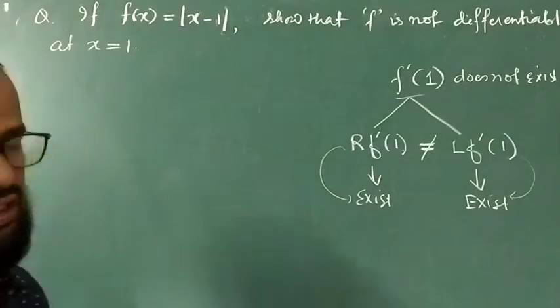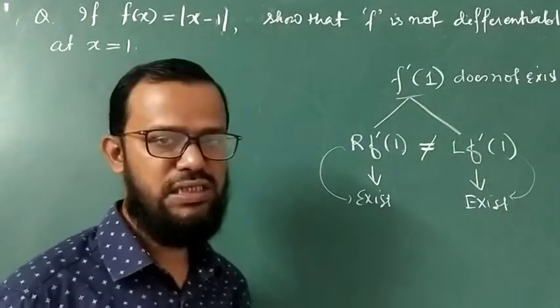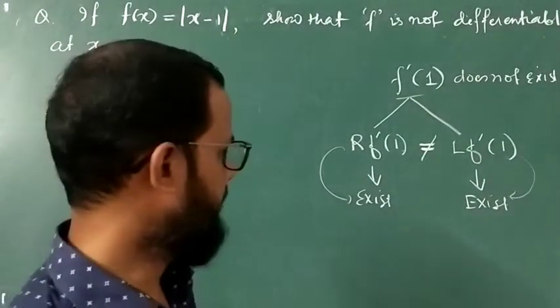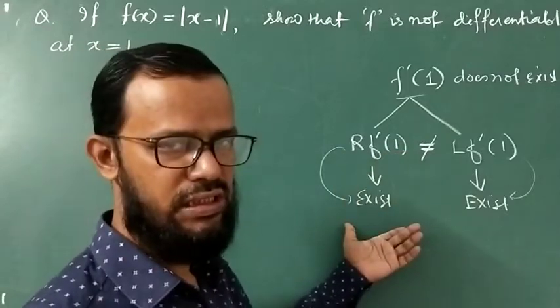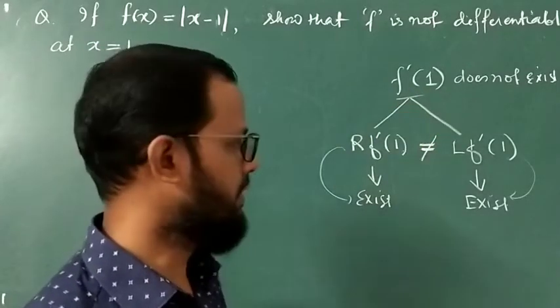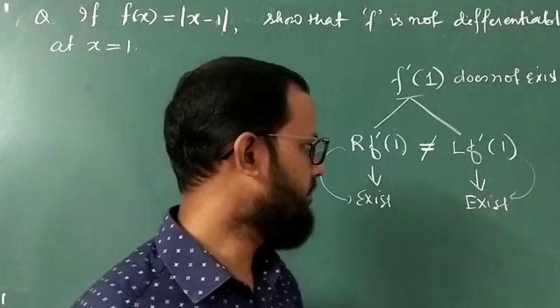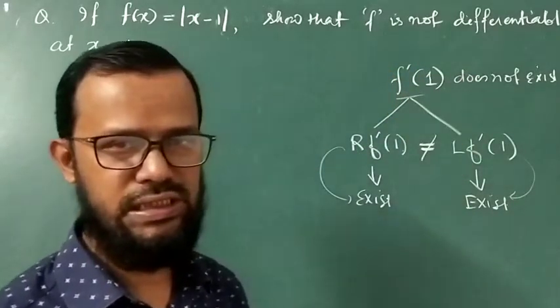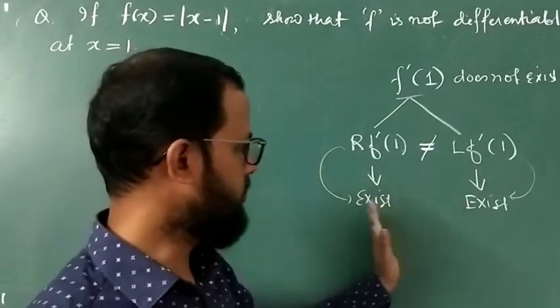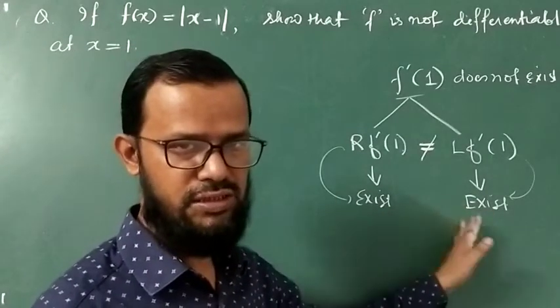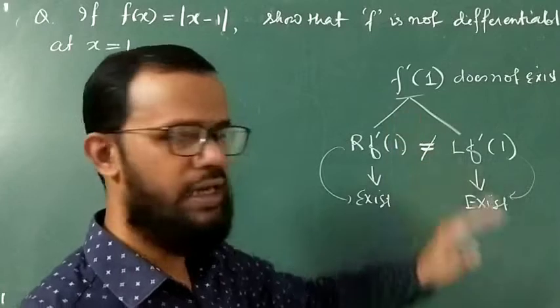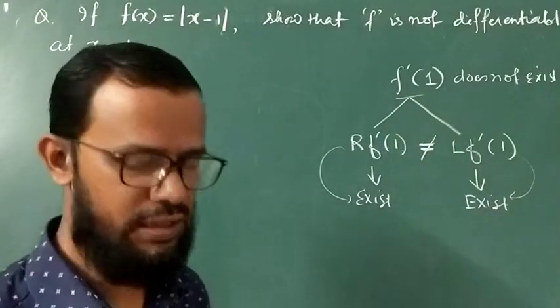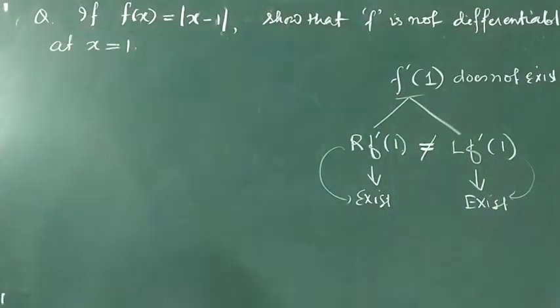So to show that f dash 1 does not exist, there are so many procedures. You can find R f dash 1 does not exist, and you can say that f dash 1 does not exist. If you find that L f dash 1 does not exist, then from here you can say that f dash 1 does not exist. And suppose both exist, अगर दोनों exist हो गया, इसके बावजूद दोनों unequal हो गया, तो भी हम कह सकते हैं does not exist. Okay, so this is actually the need of the problem.